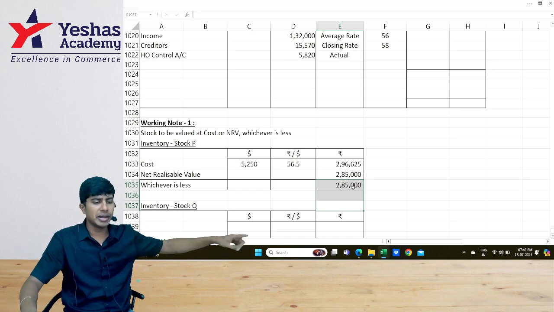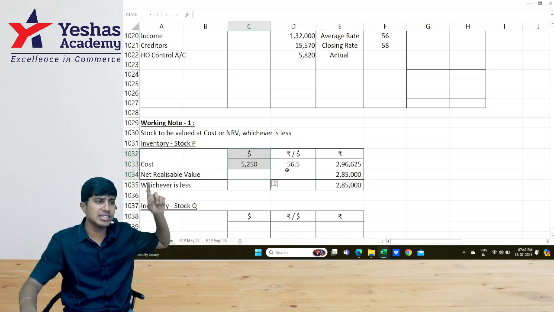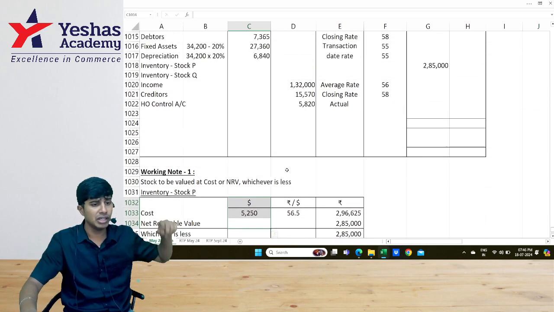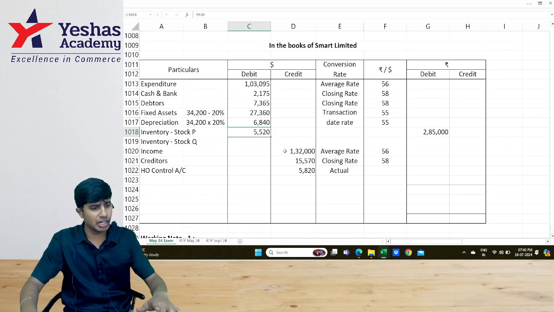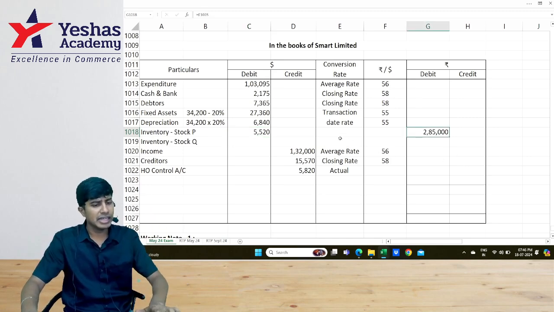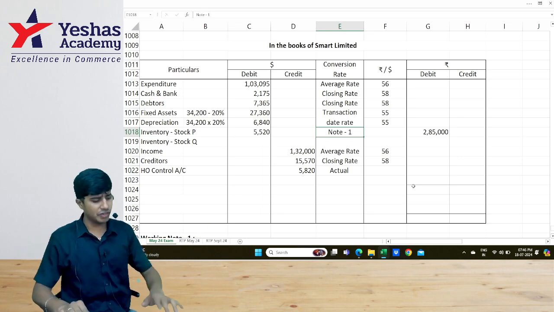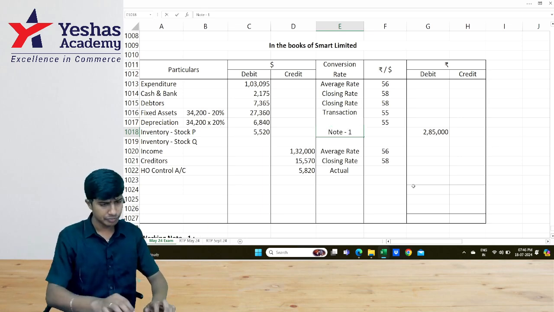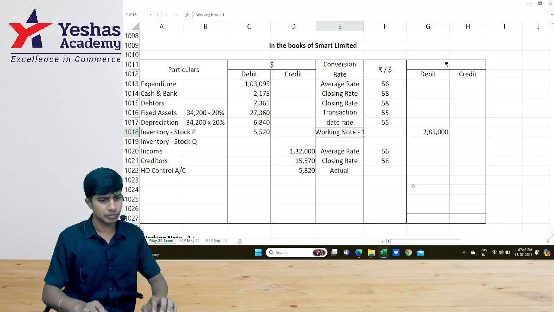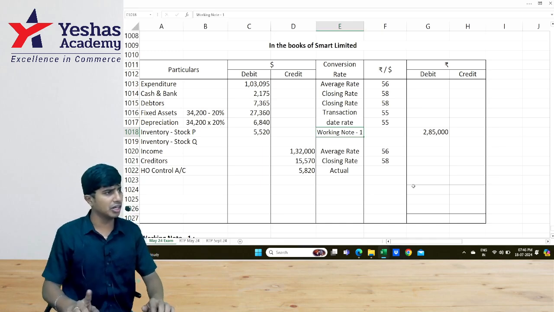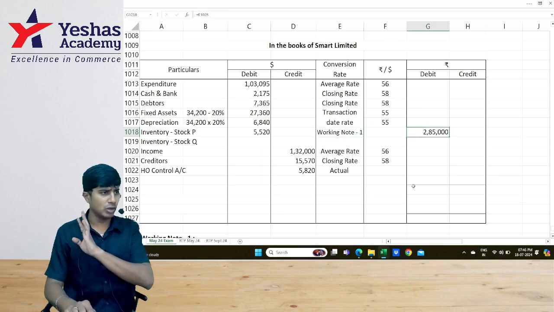Whichever is less. But the same item in the trial balance is there at 5,250. So I would write inventory dollars 5,250, but in rupees I am writing 2,85,000. In the conversion rate, I'll write that I've done one detailed working note, and whatever is there in that working note will come here. I've done the working note, and the data from the working note has come into this table as 2,85,000.